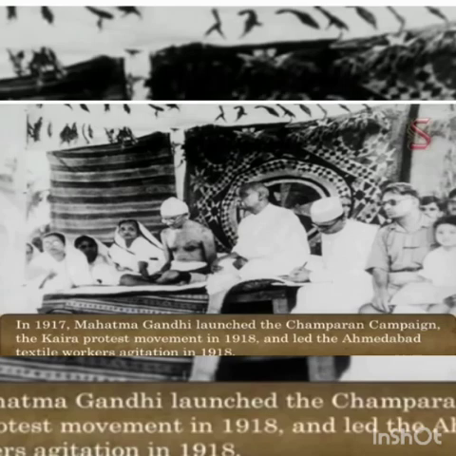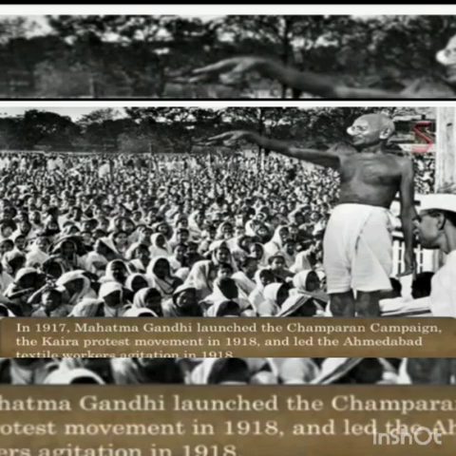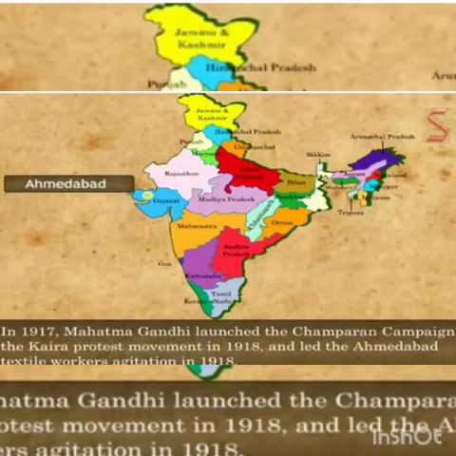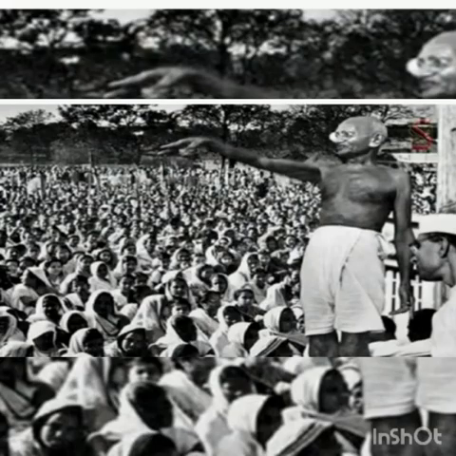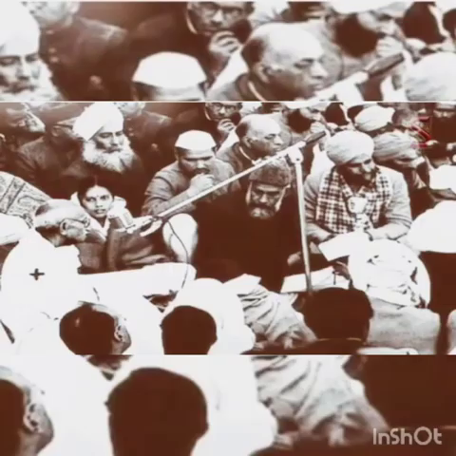In 1917, Mahatma Gandhi launched the Champaran campaign, the Kheda protest movement in 1918, and led the Ahmedabad textile workers in agitation in 1918. As a result of these agitations, Gandhiji rose to fame as a popular leader and an important political activist. Gandhiji called for a satyagraha in 1919 to protest against the Rowlatt Act that was passed by the British government.